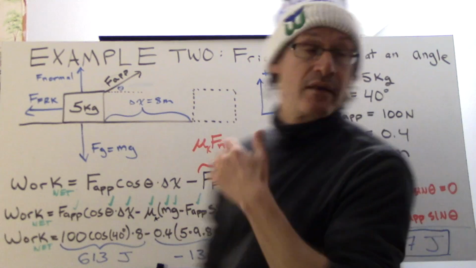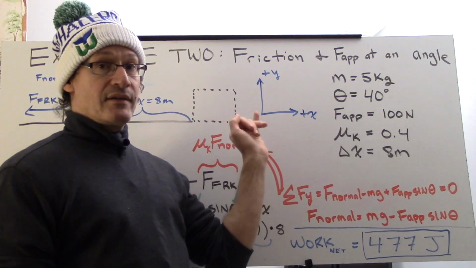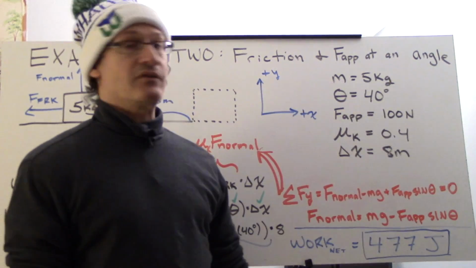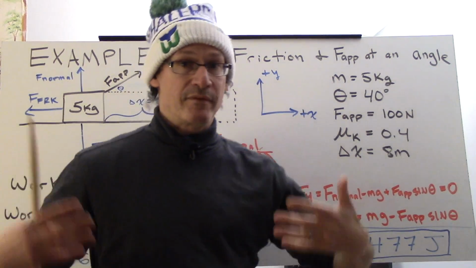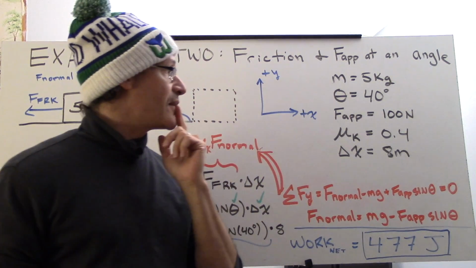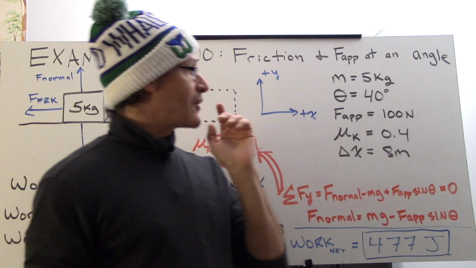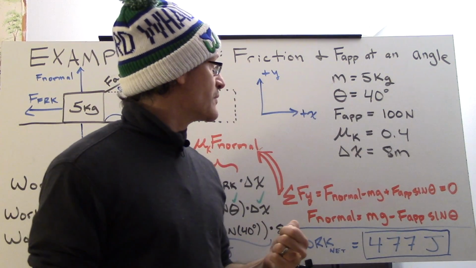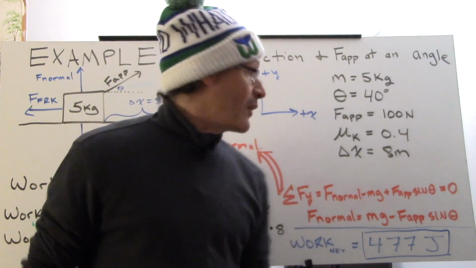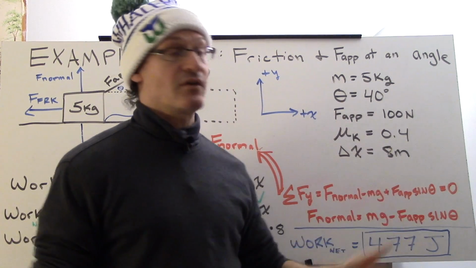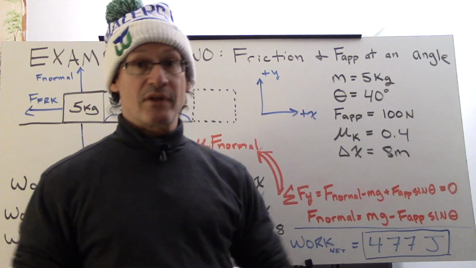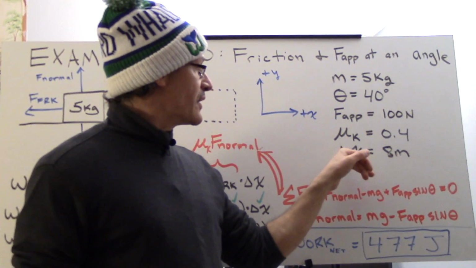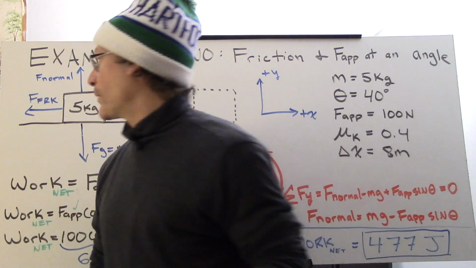Here's our coordinate system: positive y is up, and positive x is to the right. Here are the values that describe the physical parameters of the crate, the forces, and the coefficient of friction. Mass is 5 kilograms, theta, the angle at which it's being pulled, is 40 degrees. Force applied is 100 newtons, just like it was. Mu kinetic is 0.4. Remember, there are no units for mu, it's just a ratio of two forces, force normal and force of friction. And delta x is 8 meters, as it was before.